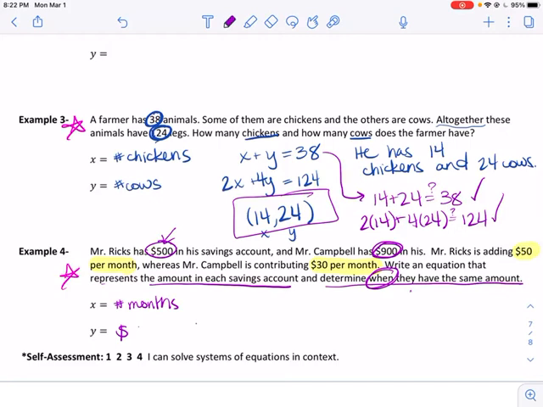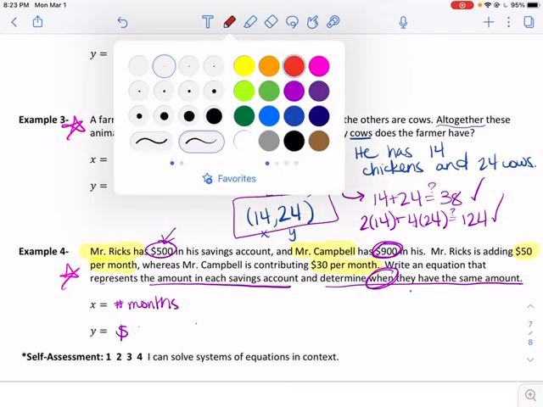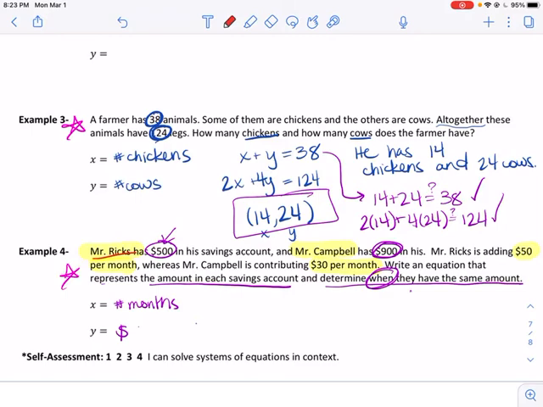All right, so now I need to write 2 equations. And remember, you're thinking of 2 different relationships between months and money, and this one's a little easier to picture. I can see that Mr. Ricks is going to have an equation and Mr. Campbell is going to have an equation. So we're going to make Mr. Ricks red, and then Mr. Campbell will make him blue.